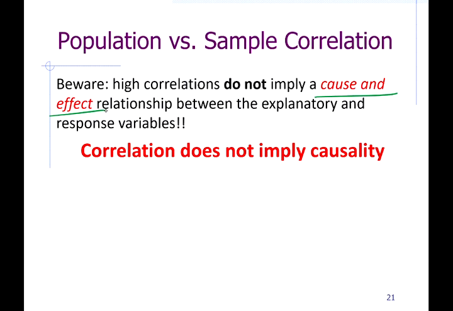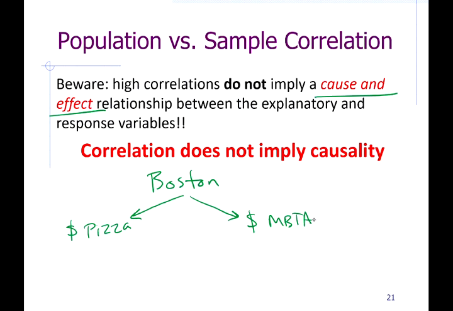We're not analyzing a cause and effect relationship. We're just sort of determining whether or not there is a relationship. Once we do that, then we could further study the topic using other methods to determine if it is a cause and effect relationship. For example, if you look back at the city of Boston, over the last 70 or 80 years, if you look at the average price of a slice of pizza, and you look at the price of one ride on the MBTA, the bus or the subway.